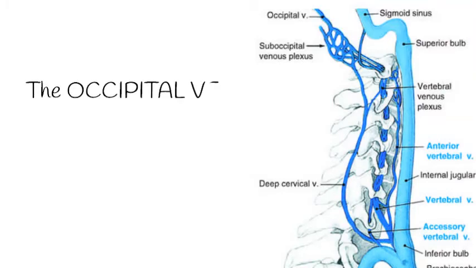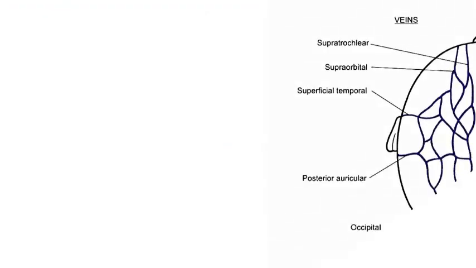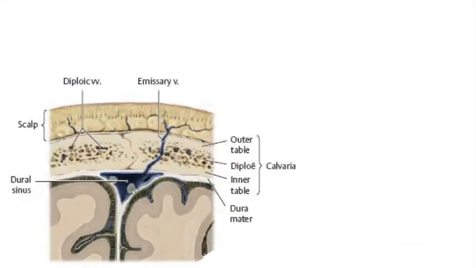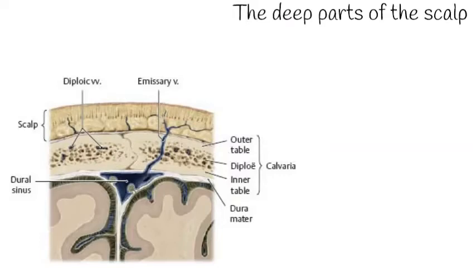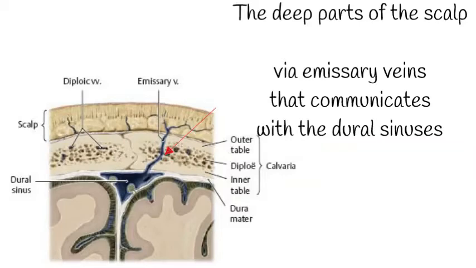The occipital vein drains into the suboccipital venous plexus. The plexus in turn drains into the vertebral veins or internal jugular vein. The deep parts of the scalp drain via emissary veins that communicate with the dural sinuses.